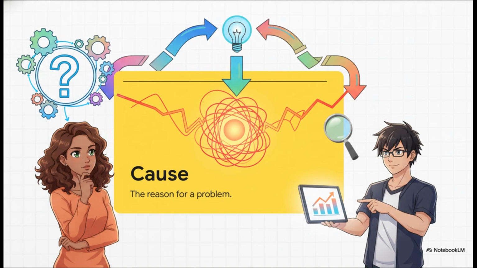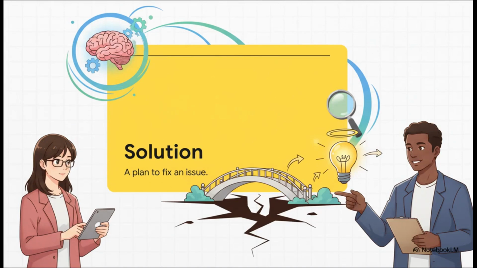Next, we have cause. This is the why behind the problem. You can't just say, we have a shortage. That's not enough. Your manager really needs to know the cause to understand what's going on and to trust that you can stop it from happening again. And once you know the cause, you can find the solution. Now, this might be the most important word of all. Here's a great tip. Never, ever go to your manager with a problem unless you also bring a possible solution. It completely changes the conversation.